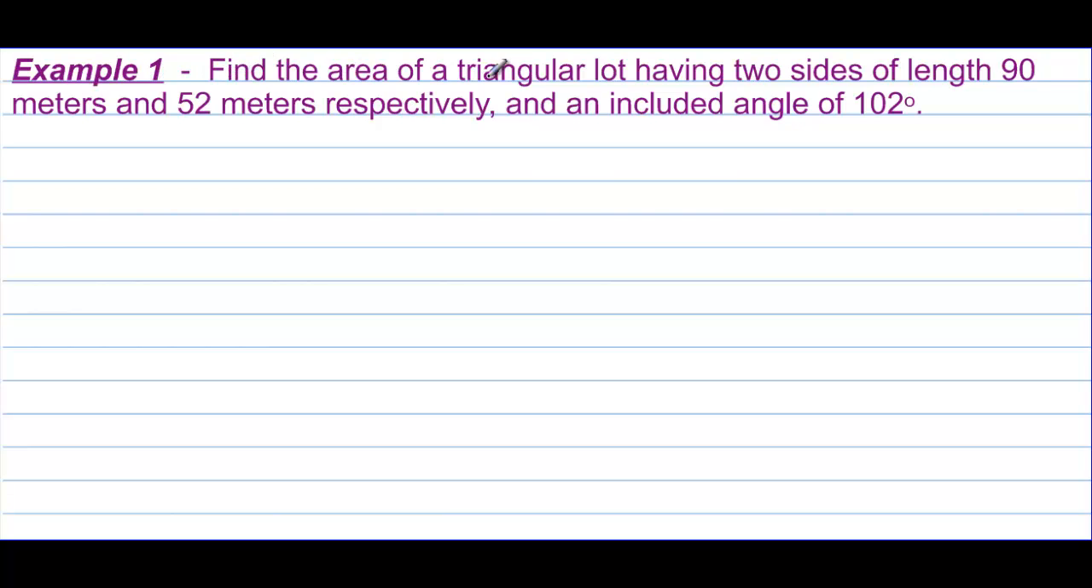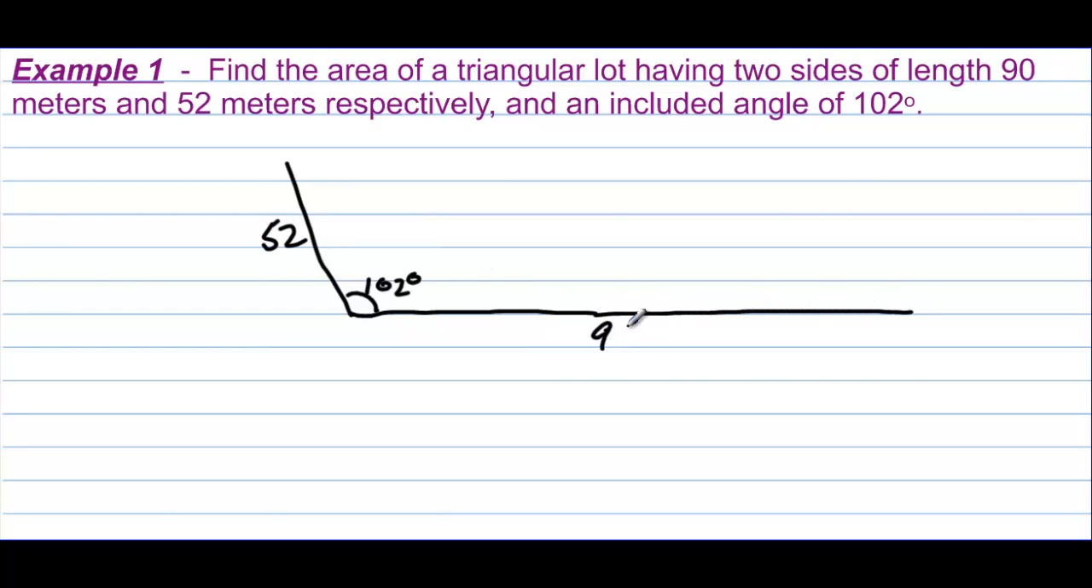Example 1, find the area of a triangular lot having two sides of length 90 meters and 52 meters respectively, and an included angle of 102 degrees. So let's draw something that represents 102 degrees. Let's say this right here, 102. And the included sides are 52, and if I make this one 90, maybe it's way over here, 90. So this is the third side. And find the area of the triangular lot.